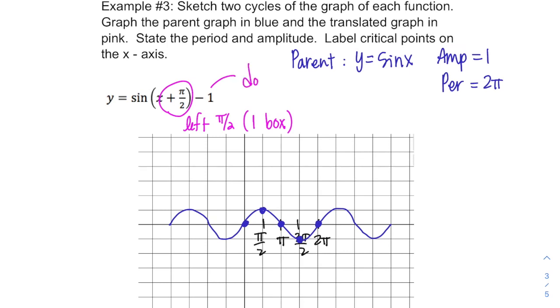Then we're going to go down 1. So I'm going to take every point. I'm going to go left pi over 2, so left one box, down one box. Left one, down one, left one, down. And we see a little bit of repeating in your points, which makes it a little bit more confusing sometimes to continue those points on. There's our graph.